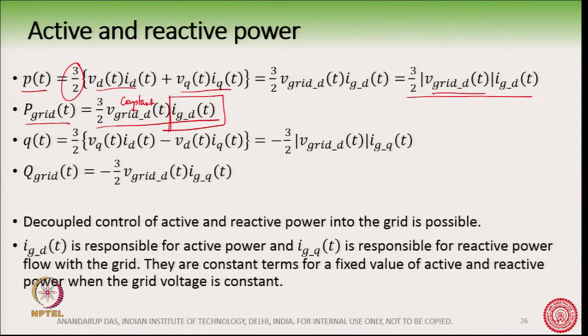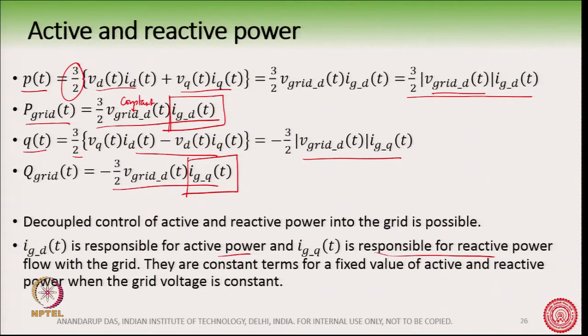Let me do the Qgrid. You can also see Qgrid, and we can write this equation here, and again we have made Vgq equal to 0, and so we see that Qgrid is entirely controlled by Igq. So, we see that Igd is responsible for active power and Igq is responsible for reactive power flow with the grid. If we change Igd, we will change Pgrid, and if we change Igq, that is the q axis component of the grid current, we will change Qgrid.